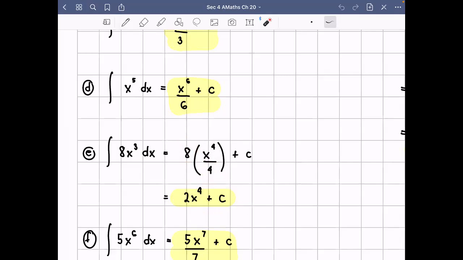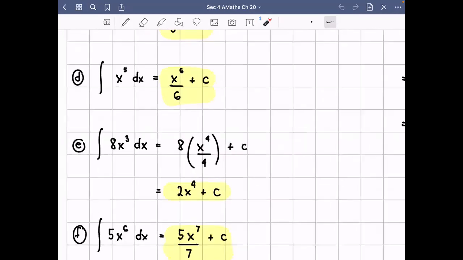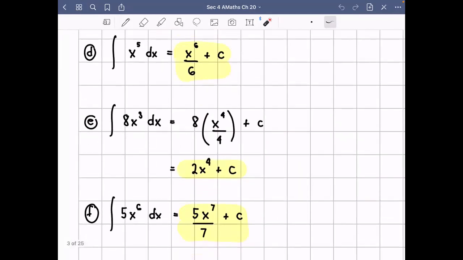Do you have any question with letter E? Sec 4? Do you have any question with our examples so far? Sec 4, do you have any questions?